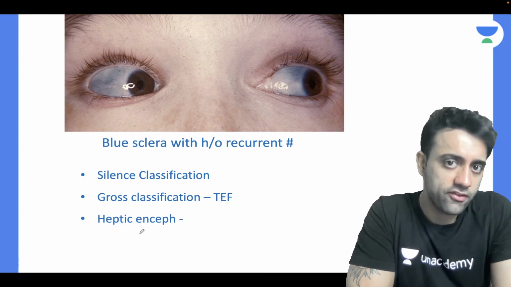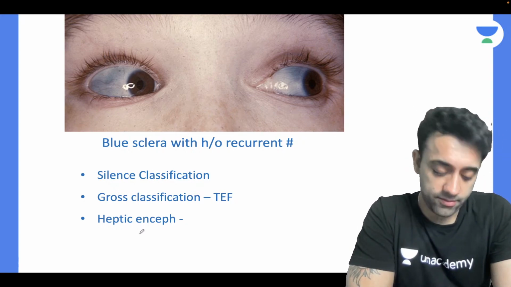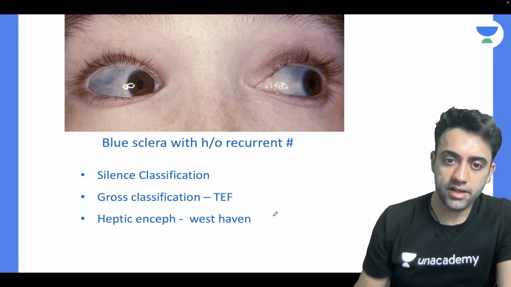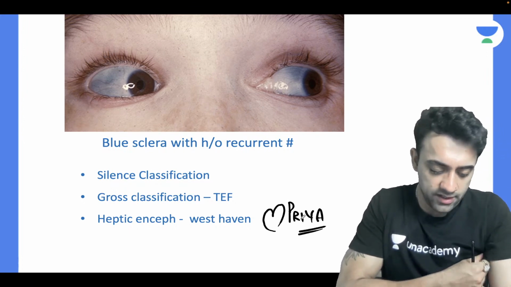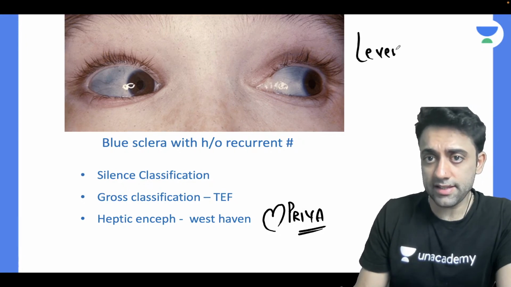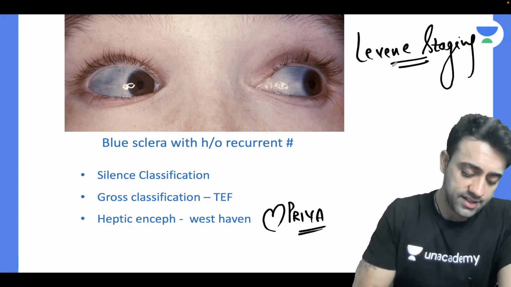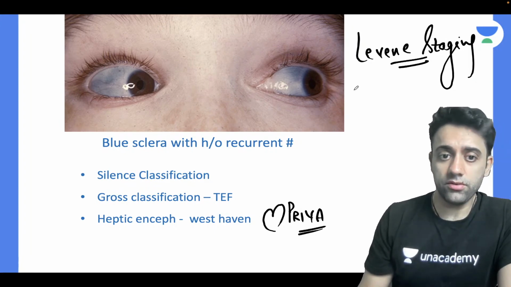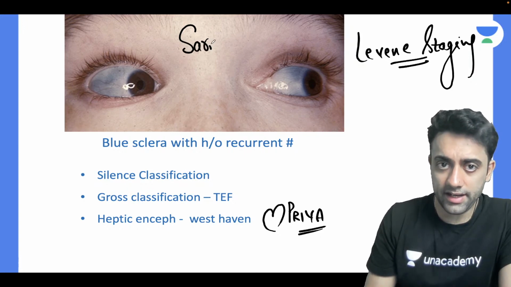Anyone? For hepatic encephalopathy, do we have some classification? Yes or no? If you answer this wrong, son, I will come to your house and hit you. Yes, exactly, thank God. Priya is answering very good, so Priya, one small heart to you. Priya is answering very good sometimes. Akhil says Leveni staging, can we please help him and share the knowledge that Leveni staging comes under what?